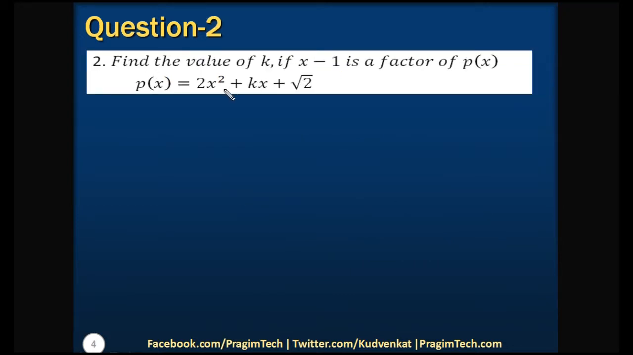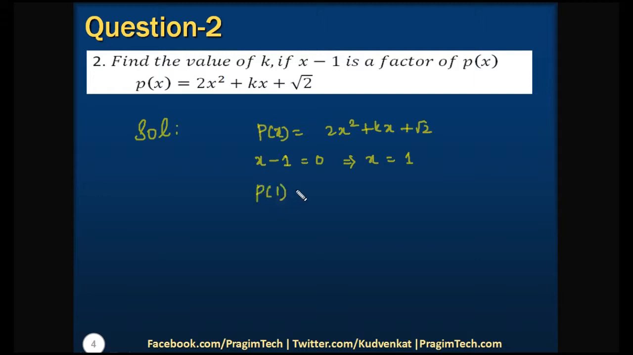In question 2, find the value of k if x minus 1 is a factor of p of x. So here it's given that x minus 1 is a factor and we have to find out the k value. Let us first write p of x, that is 2x square plus kx plus root 2. And it's given x minus 1 is a factor. That means x minus 1 is equal to 0, which implies x is equal to 1. Now it's given that x minus 1 is a factor, that means p of 1 is equal to 0.